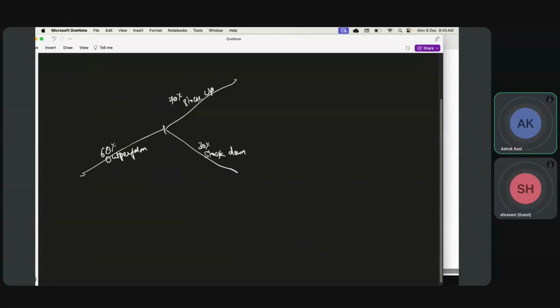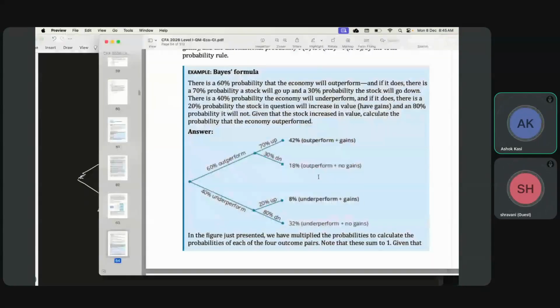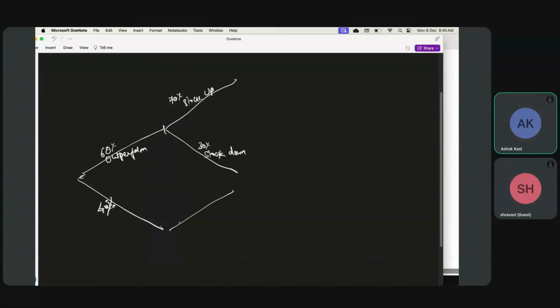And here, 60% outperformance means 40% underperformance. There is a 40% probability that the economy will underperform. If it does, there is a 20% probability that the stock in question will increase in value. So 20% still the stock will go up, and then 80% the stock will come down.